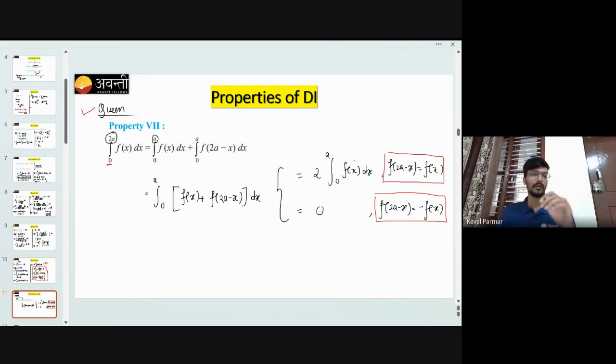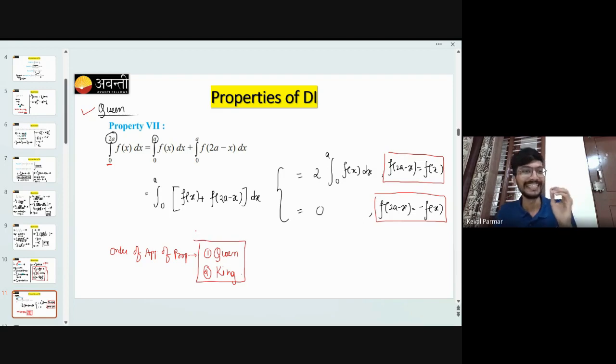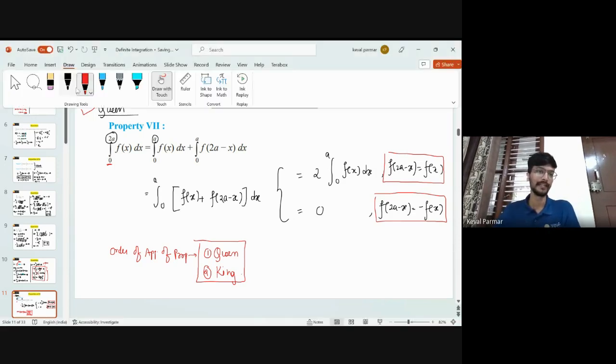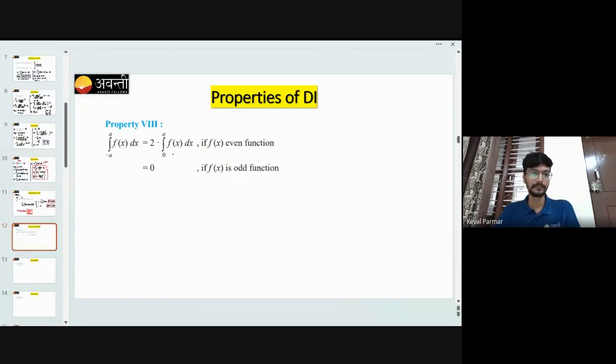So now the order of application of properties. First we'll check if queen is applicable, and second then we'll check if king is applicable. So first priority will always be given to whom? Queen. Ladies first. Priority of property is always given to queen, and then we'll use king, right? So let's look at the question.